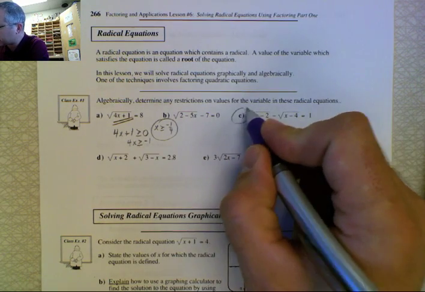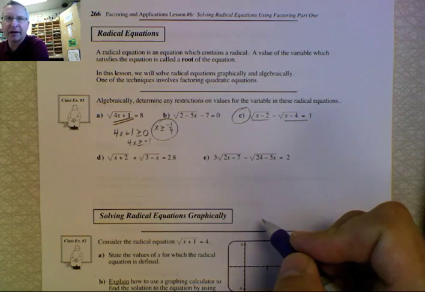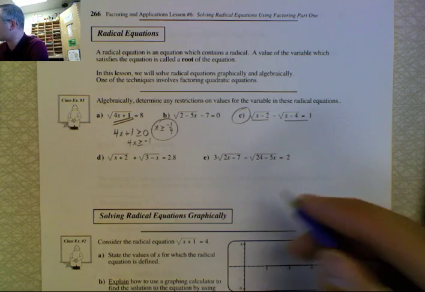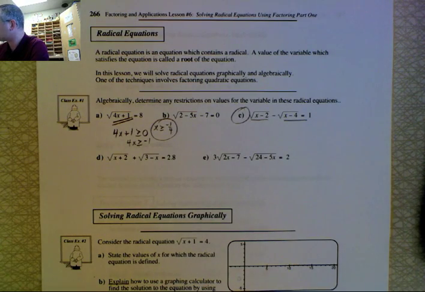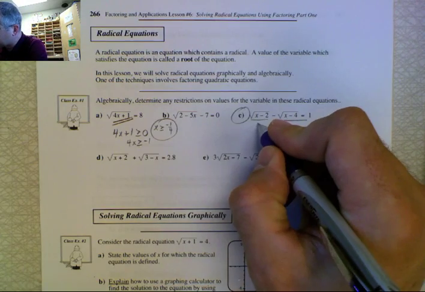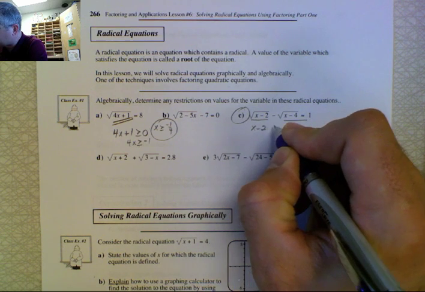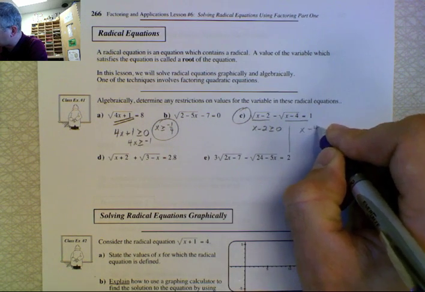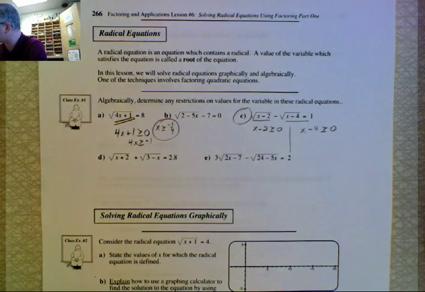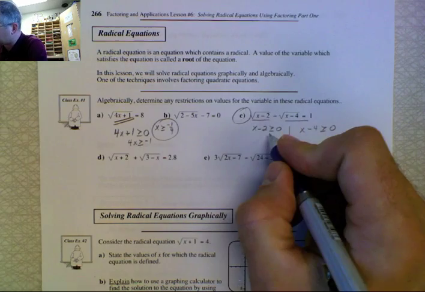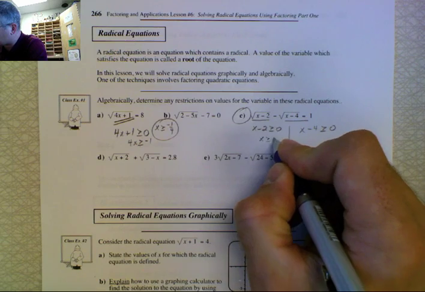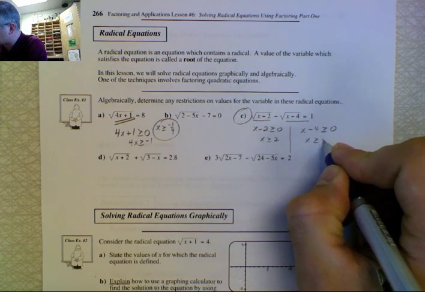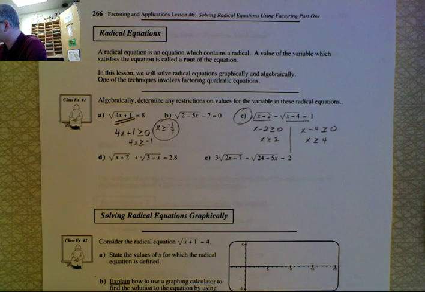If we look at C, it actually has 2 radicals in it, so we have to do restrictions for both of those. So if we look at this, we know x minus 2 has to be greater than or equal to 0, and x minus 4 has to be greater than or equal to 0. So we get x is greater than or equal to 2, and x is greater than or equal to 4.